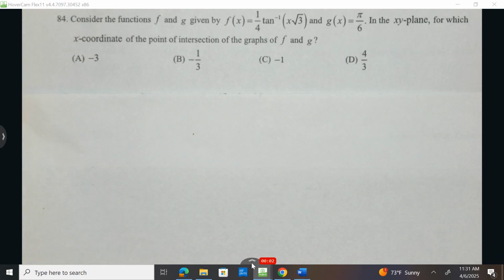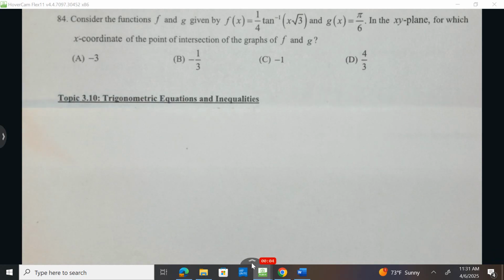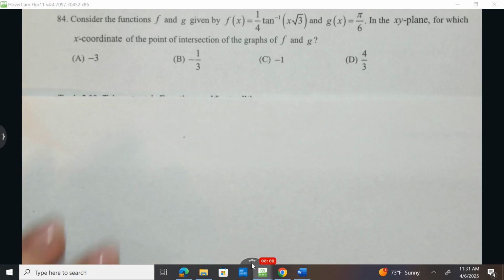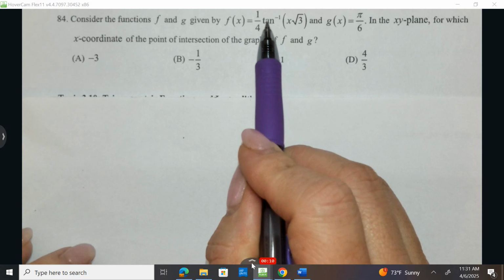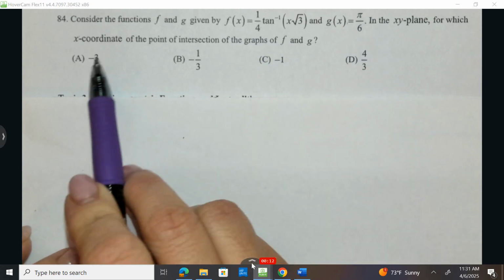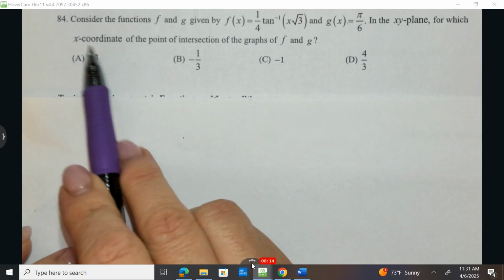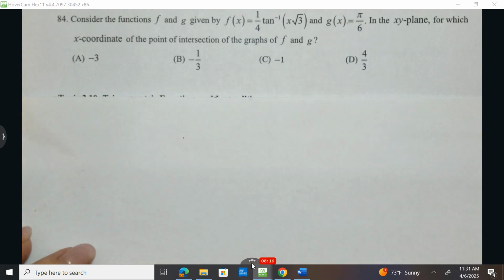Alright, the last question from this series before we move on to the next concept, which is trig equations and identities. Again, just like number 83, great question. We're going to take these two quantities and set them equal. When we set them equal, we're going to solve for x, and that would give us the x coordinate of where these two functions would actually intersect.